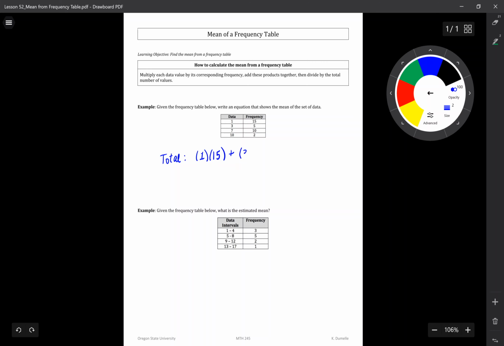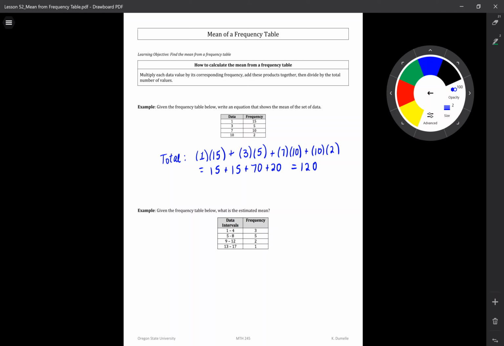Then I have 3, the data point 3 occurs 5 times. The data point 7 occurs 10 times. And the data point 10 occurs 2 times. Now I add all of these together: 15 plus 15 plus 70 plus 20. And this is 120.